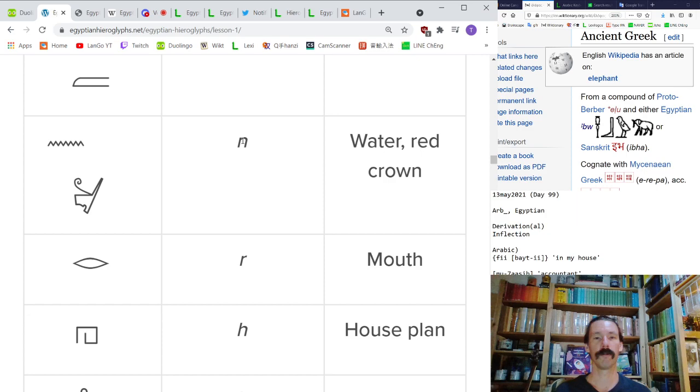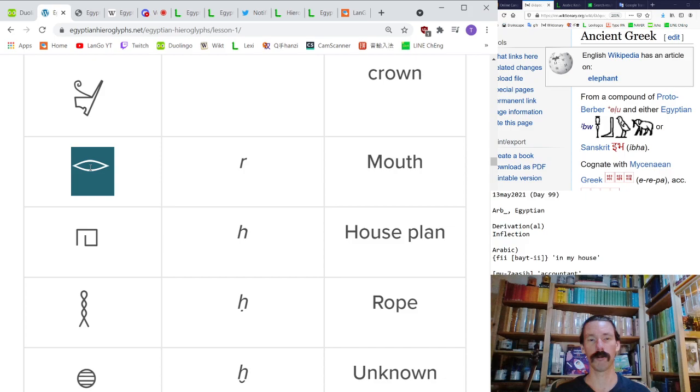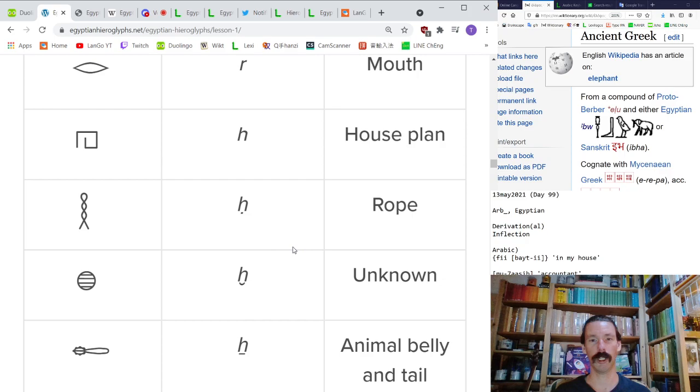Resh, I think in Semitic, is the mouth consonant. House plan H, rope H, unknown H, animal belly and tail. So these four H's: the first one, the little house, is regular H. The twisty rope thing is ha, voiceless pharyngeal fricative. Okay, dig it.